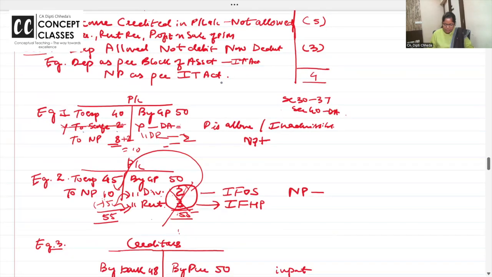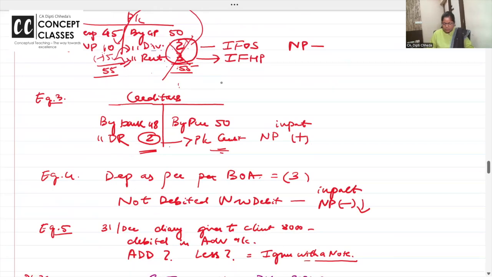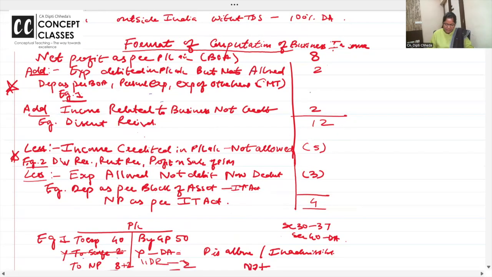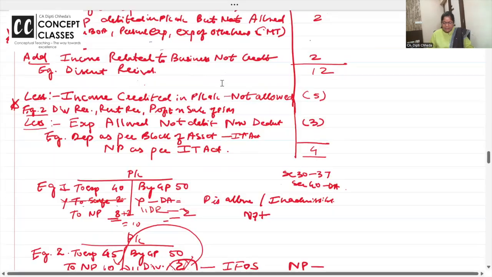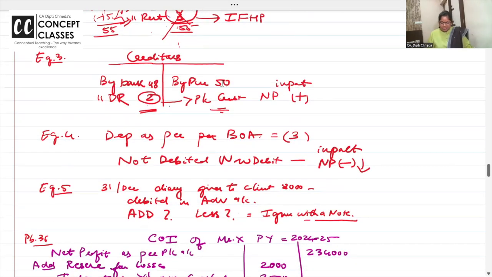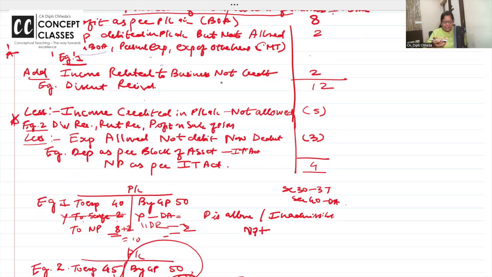Then some incomes which have been credited, dividend and all. So less, right? Next is creditors account. I purchased 50, paid 48. 2 rupees is income you have not taken. Take it. Income related to business not credited. Now you take it. And then we have the fourth example. Depreciation as per the block of the asset method. So whatever depreciation you have charged in books of accounts, add back. Whatever depreciation is allowed as per income tax, deduct.